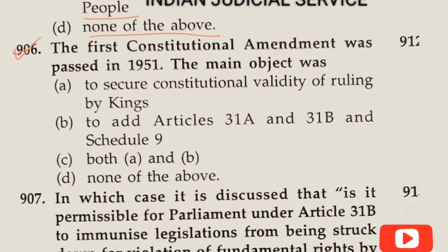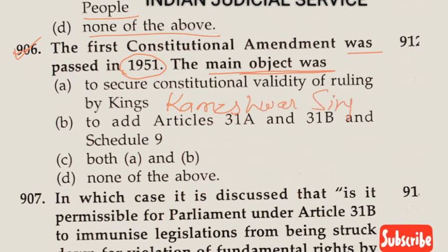Question number 906. The first constitutional amendment was passed in 1951. The main object was to remove the practical difficulties created by the courts in the decision of the case of Kameswar Singh. This is very important here. Case of Kameswar Singh. And the second important case here, very important, is the Romesh Thapar case.